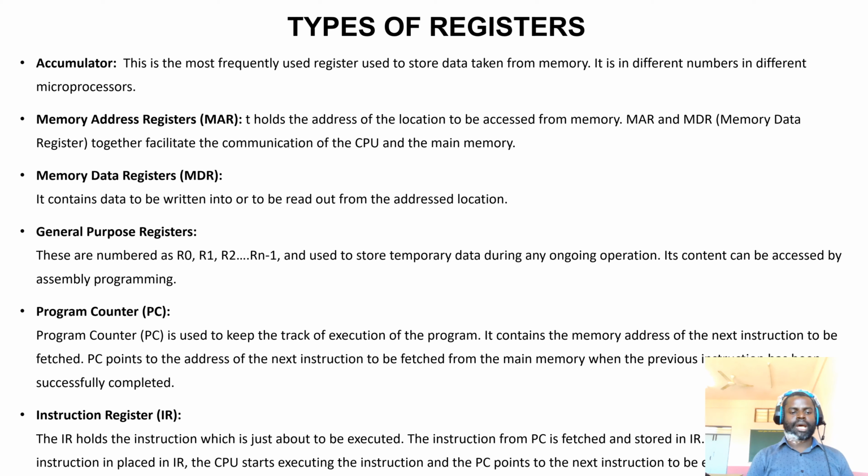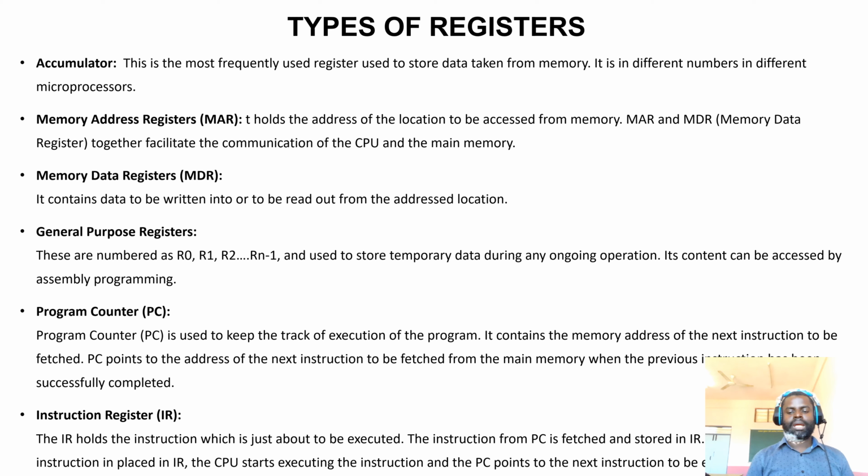Then the next register is program counter. The program counter register is used to keep track of execution of the program. It contains the memory address of the next instruction to be fetched. PC points to the address of the next instruction to be fetched from the main memory when the previous instruction has been successfully completed. So program counter holds the address of the next instruction to be executed.